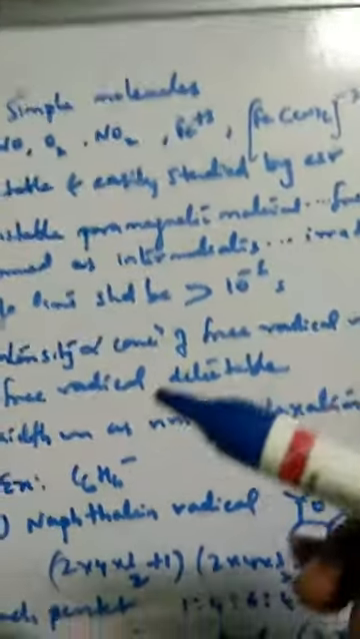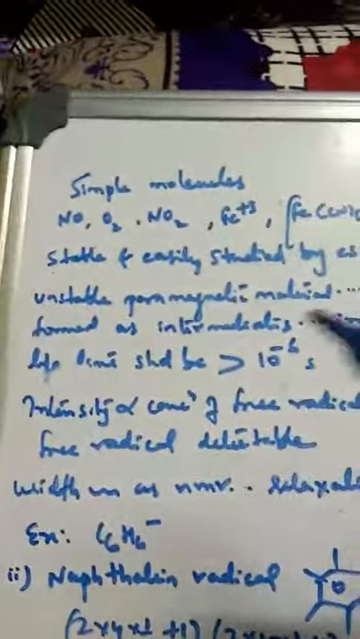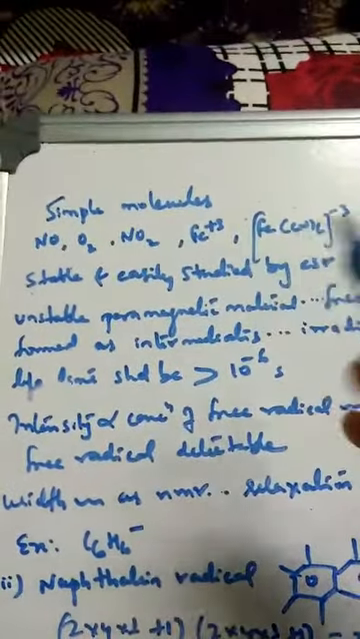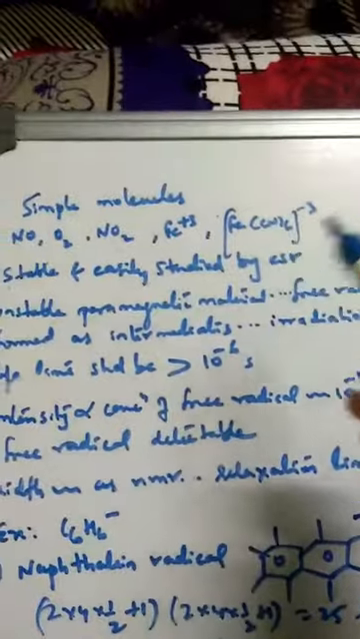If the molecule is totally paired, diamagnetic, then EPR or ESR is not going to show, because there is no magnetic moment and everything cancels. So there is no interaction between the spin and the nuclei in the magnetic field. That's why they are not EPR active.